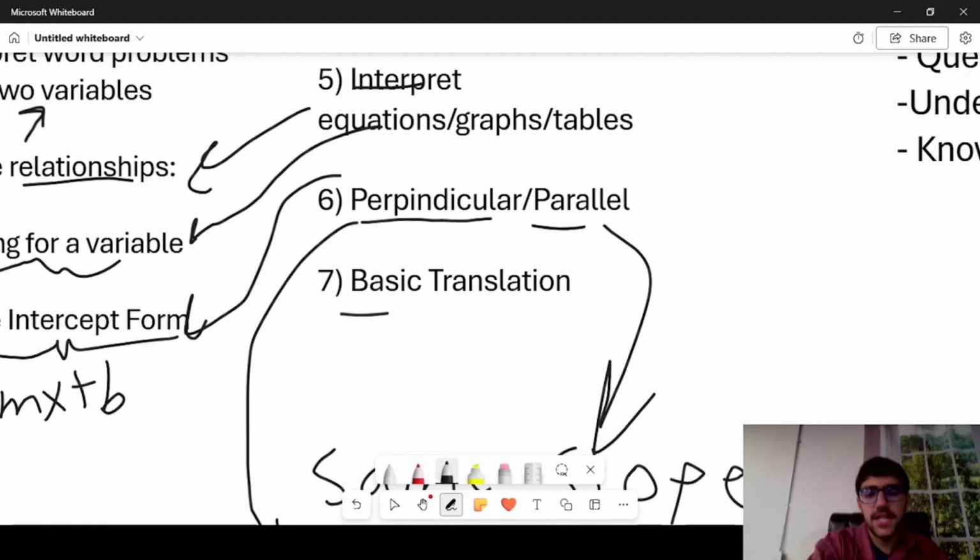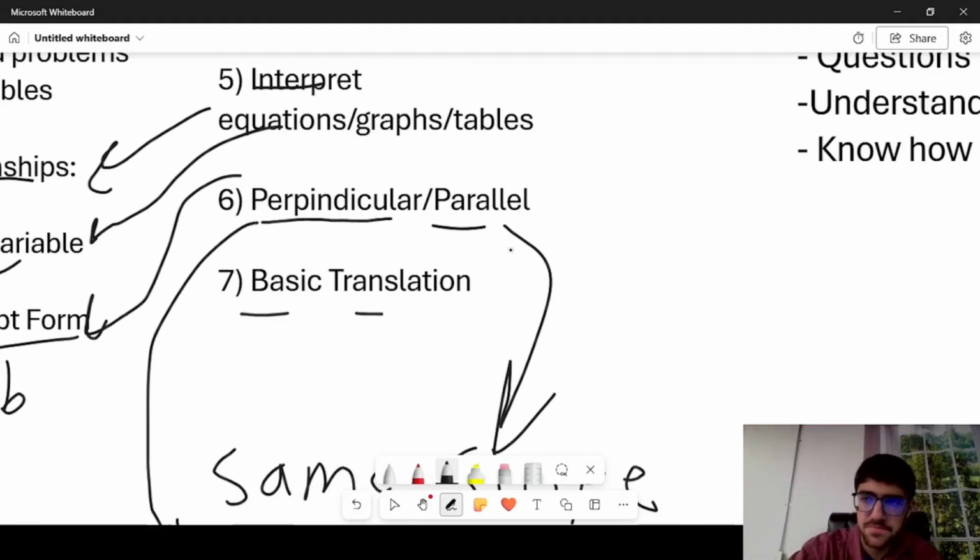And then just basic translation. Sometimes you're going to get a question which is like, here's an equation, and if it's translated down 3 units, what's the new y-intercept, what's the new x-intercept, something like that. So that's just something you need to be able to interpret from an equation, table, or graph.